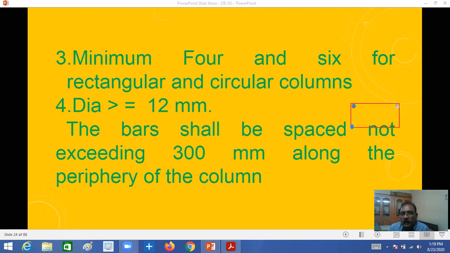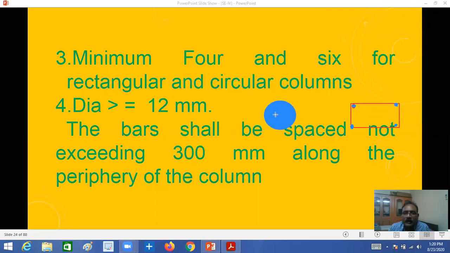Here one bar, here one bar, so you will understand in a better way. That's why I'm drawing here. There are 4 bars which you are able to see here, bound by your stirrups. So the minimum number of bars is 4. There are no 2 or 3. Minimum bars are 4 in a square or rectangular column.